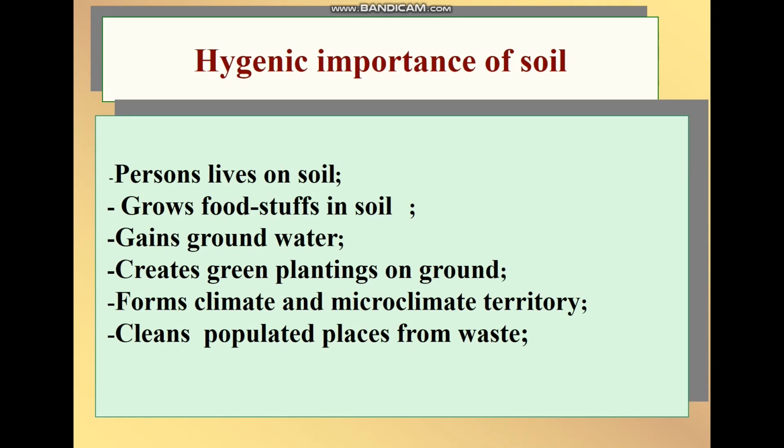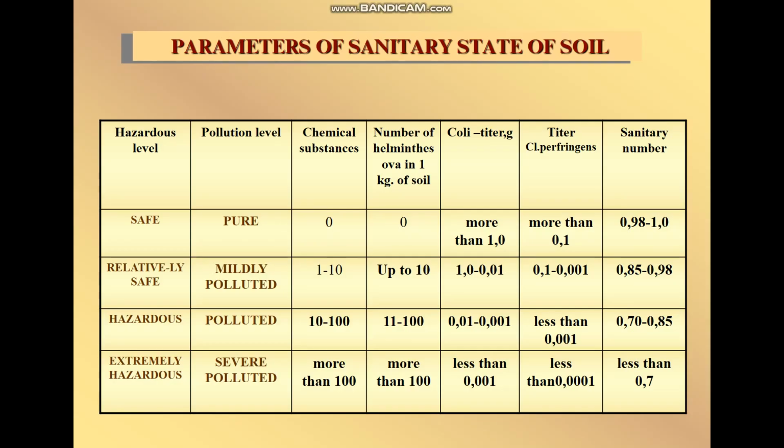Hygienic importance of soil. A person lives on soil, grows foodstuff in soil, gets groundwater, and greens planting on the ground. Soil forms the climate and microclimate of a territory and cleans populated places from waste. Various representatives of soil flora and fauna are natural soil inhabitants. Their number is changeable and depends on soil composition, temperature regime, insolation, and mechanical operation. The soil flora is fungi, algae, bacteria, and viruses. The soil fauna is protozoa, nematodes, larvae, and also earthworms, moles, rays, and others. Soil organisms have direct and indirect influence on soil conditions, stimulating the process of self-purification and increasing fertility.